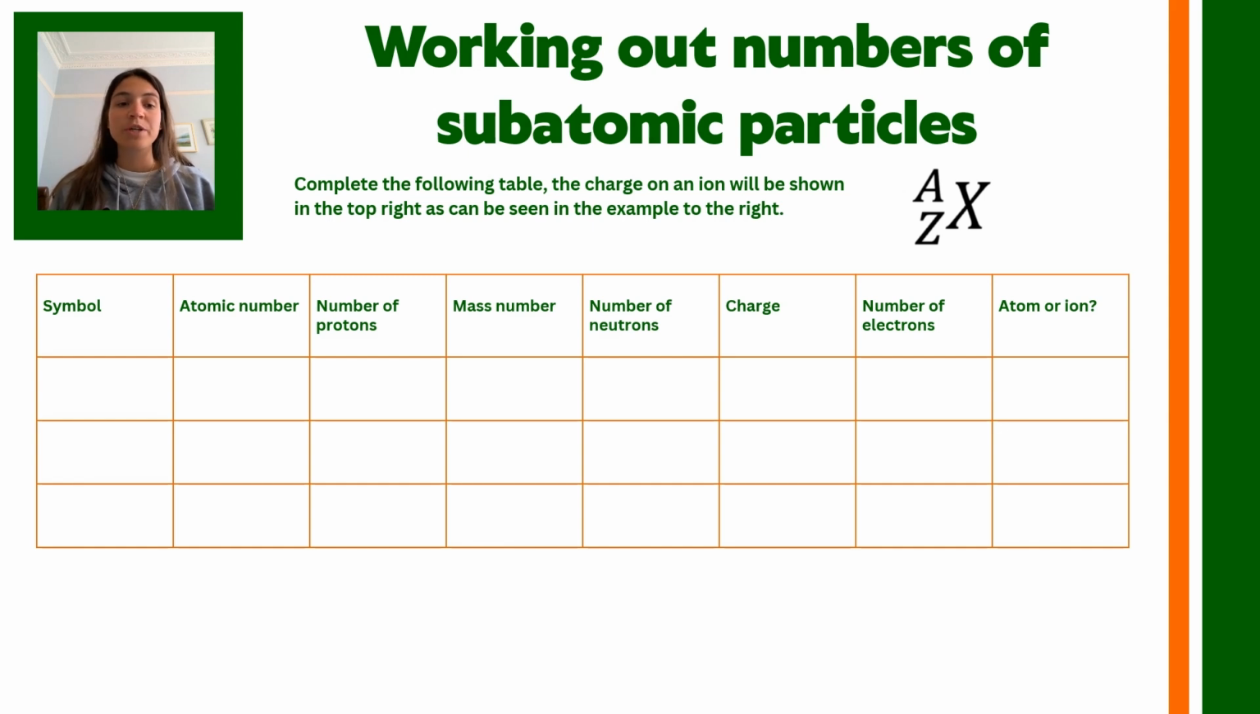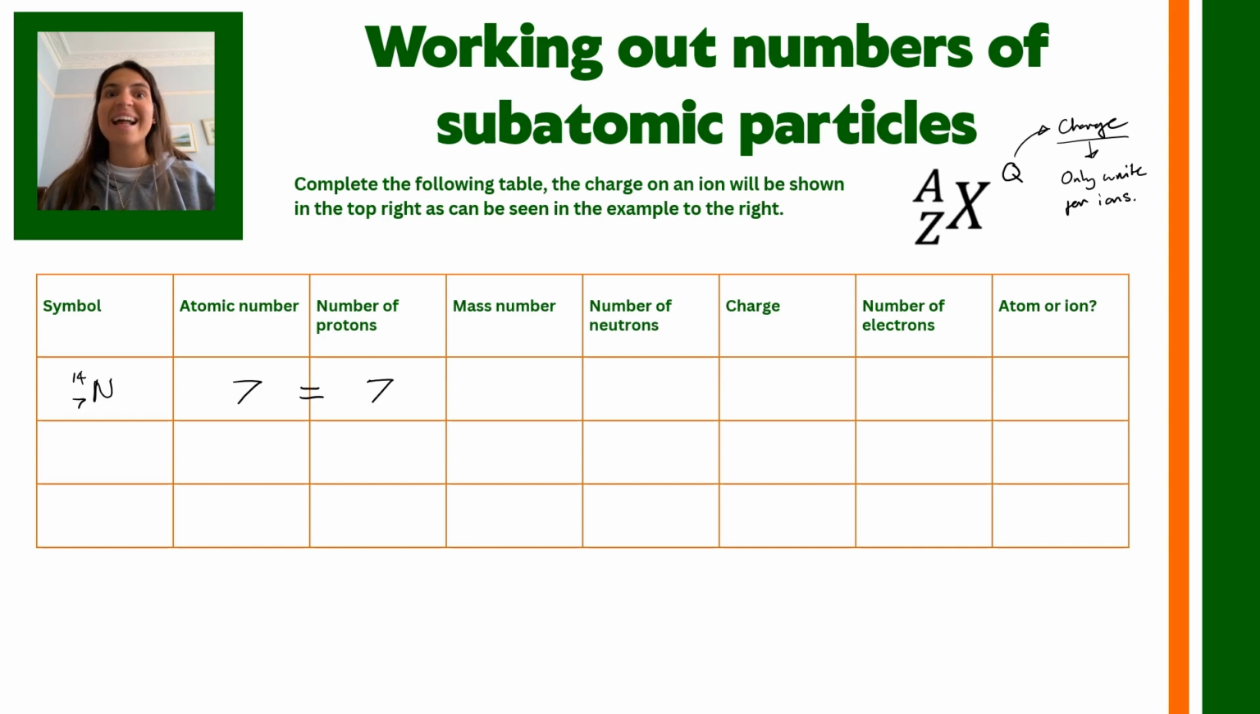Okay, so let's have a go at using this notation, and we're asked to complete the following table. Charge on the ion will be shown in the top right, as can be seen by an example there. So you would put the charge on the top right there for your ions. Okay, so let's have a go at the first one. So we have got N 14 7.